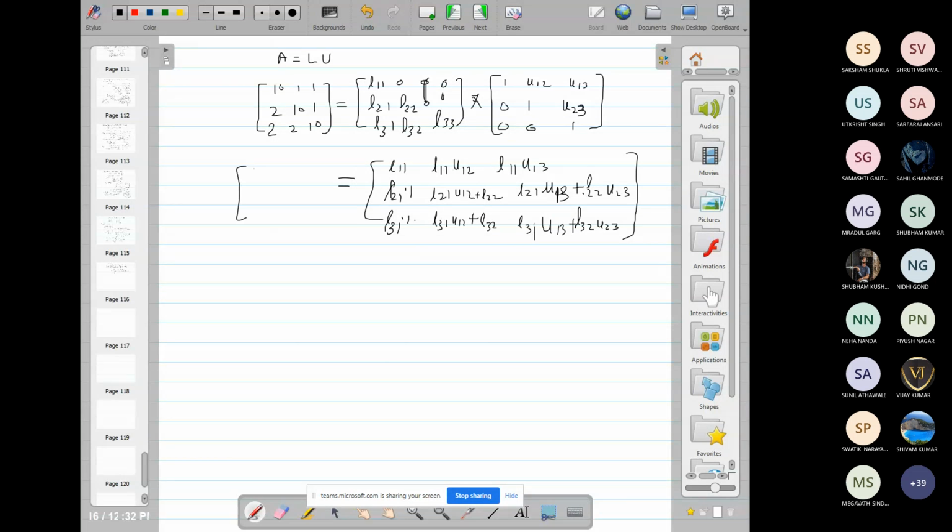Both matrices, left hand side and right hand side, are equal only when each element is equal, so we equate each element. Finally we obtain from these relations the value of L11 is equal to 10, L11 U12 is equal to 1, L11 U13 is equal to 1, and so on. And then solving, we obtain the values of Lij and Uij. Work out what value comes.